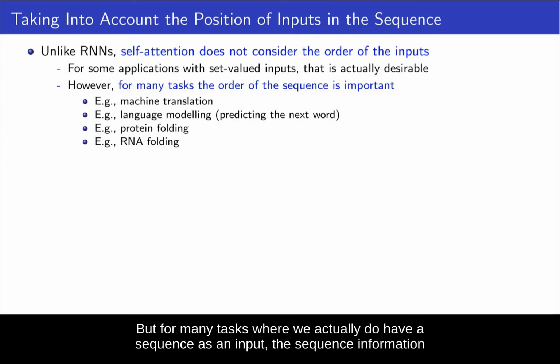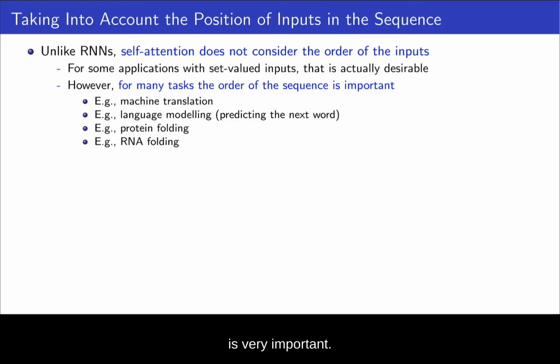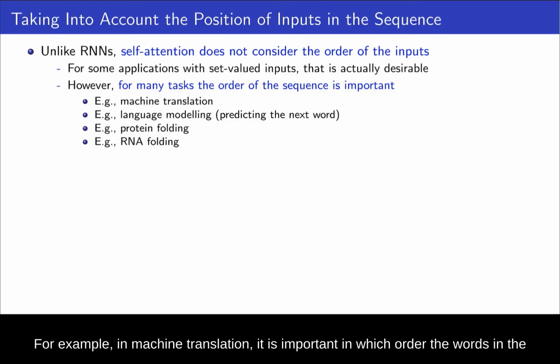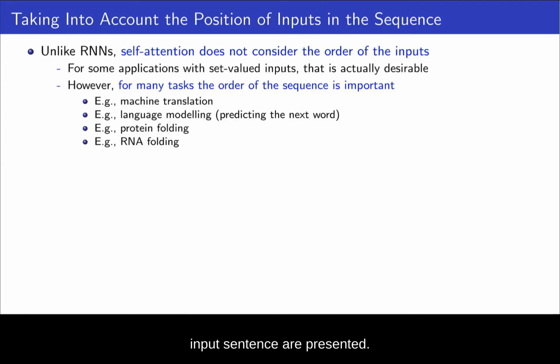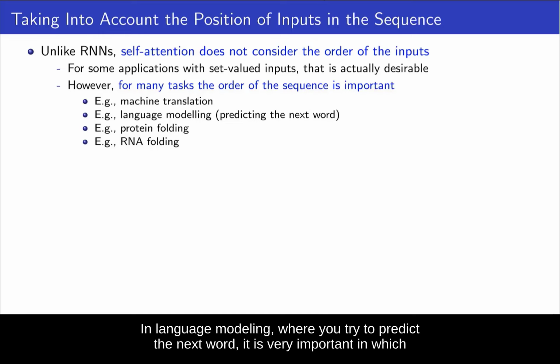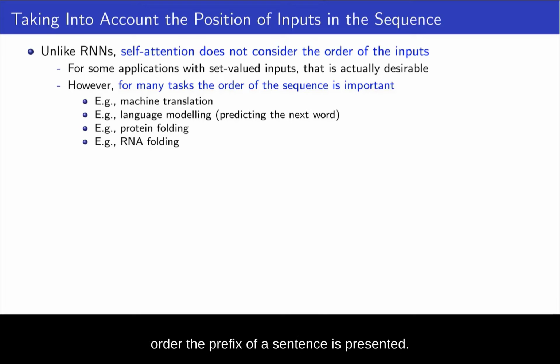But for many tasks where we actually do have a sequence as an input, the sequence information is very important. For example, in machine translation, it is important in which order the words in the input sentence are presented. In language modeling, where you try to predict the next word, it is very important in which order the prefix of a sentence is presented.